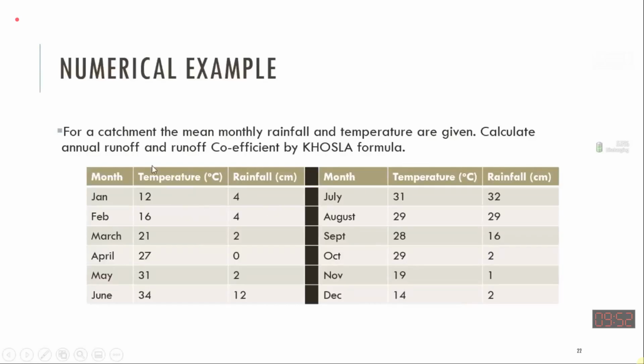One of the numericals you have to carry out is using this Khosla method for different temperatures. Rainfall is given; runoff you have to estimate. So this is for the whole year. For each month you have to calculate it separately, and then we can sum them together to estimate the total runoff at the end of the year.